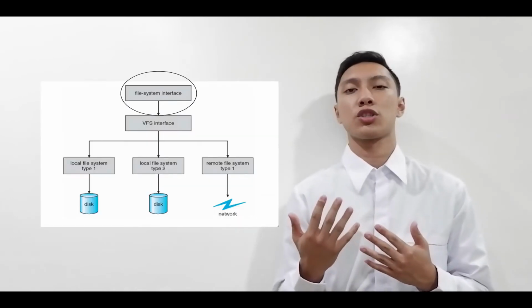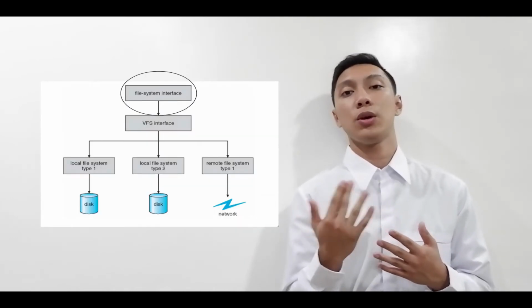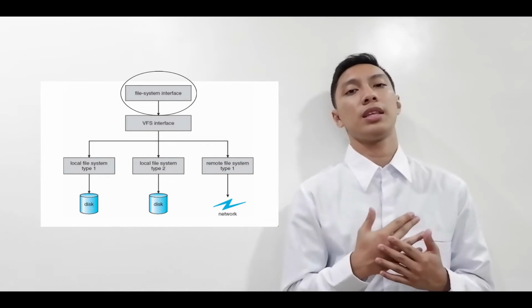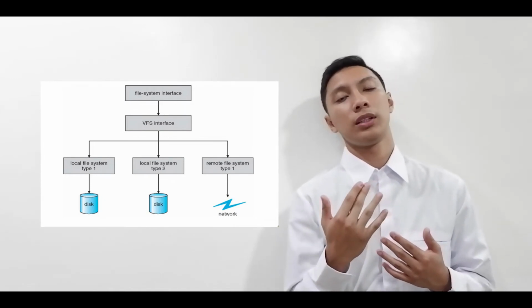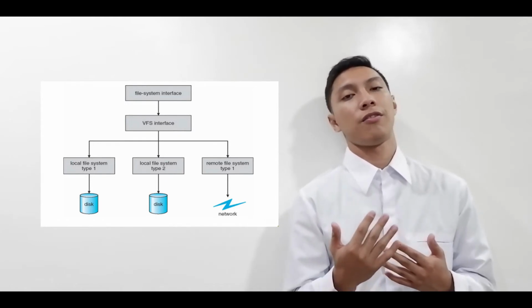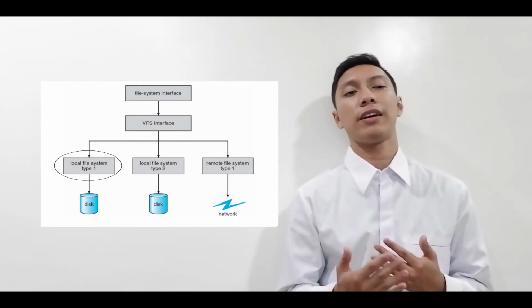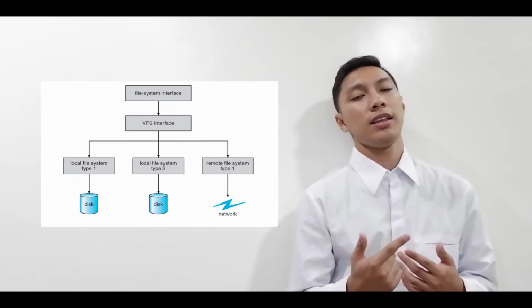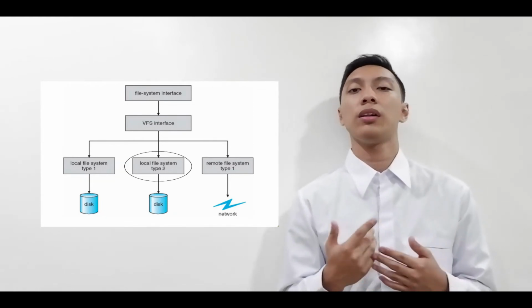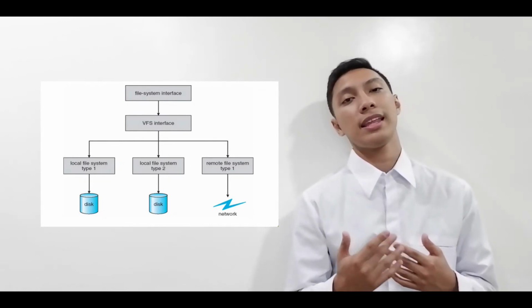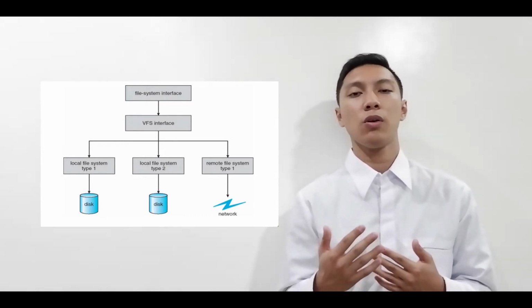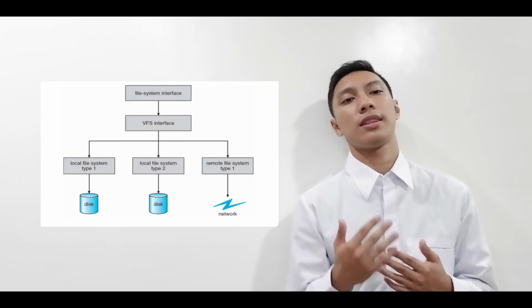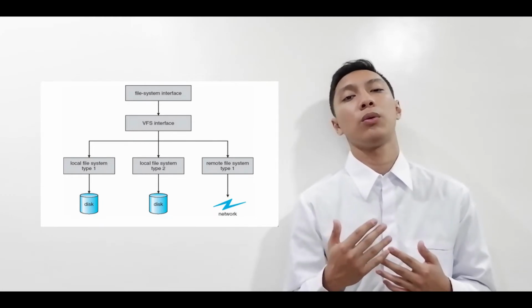So first, it will go to the file system structure, which contains all the nodes. Then it will go to the VFS interface. Then it will go to three stages. First is local file system type 1. And then second is local file system type 2. And then the last is remote file system type 1. Then for the local file system, it will go to disk, and for remote, it will go to the network.